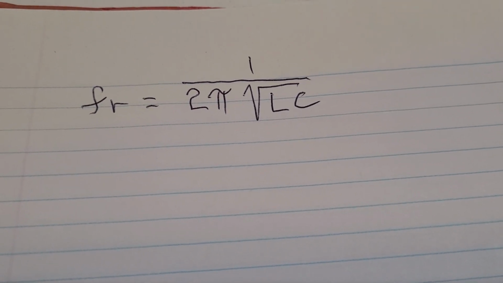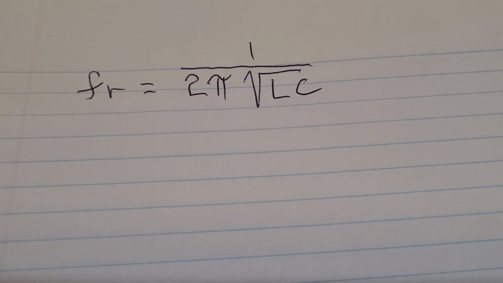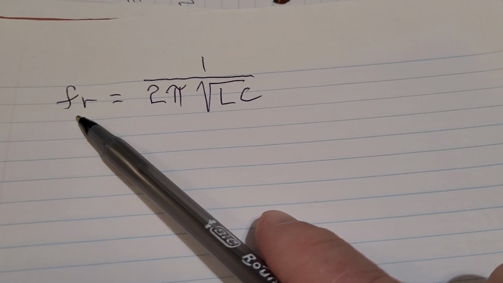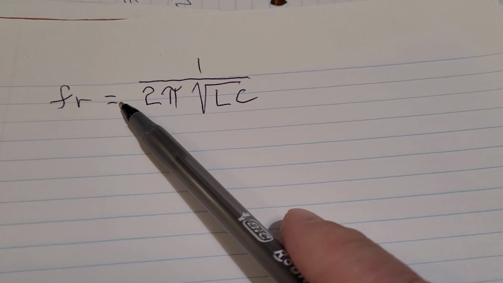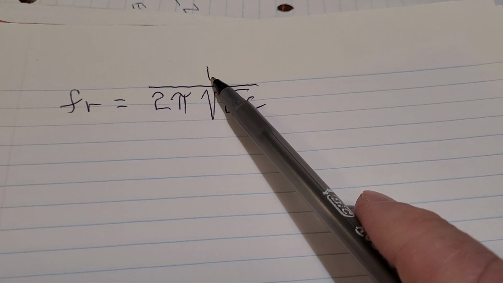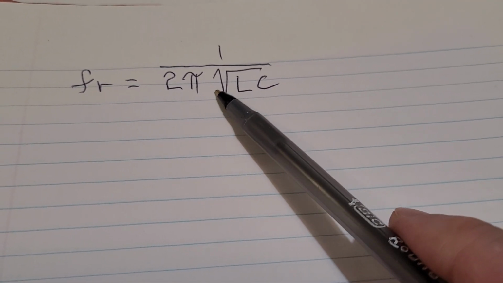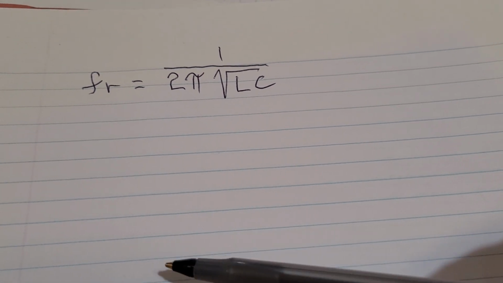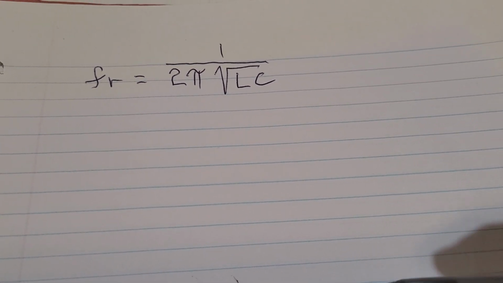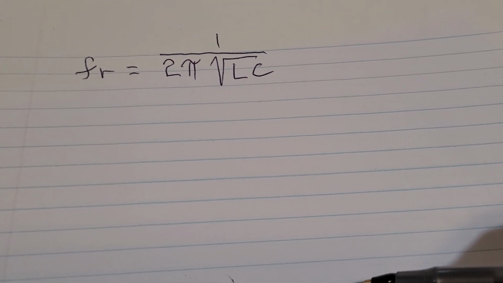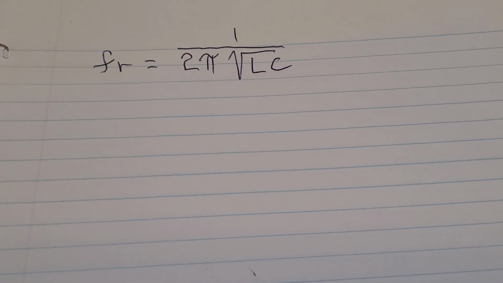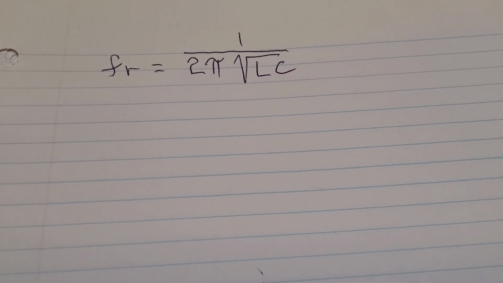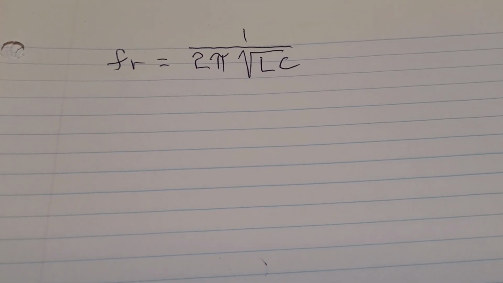Okay, there's our famous formula for resonant frequency. There it is there, resonant frequency. Fr is equal to 1 over 2 pi times the square root of LC. And a few people studying for their advanced were asking me, well, how do you get that formula? Where does that formula come from? Well, very simple.